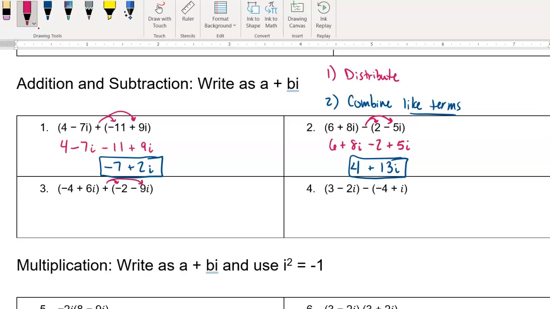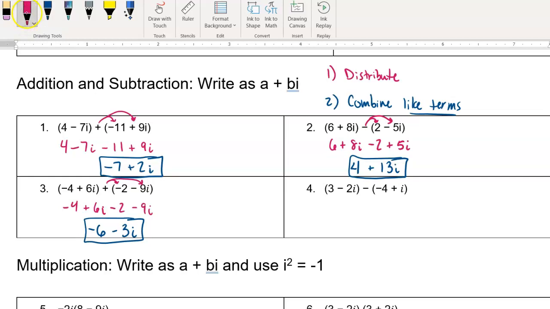So first we distribute the positive through. So this will stay negative 4 plus 6i. And this will be a minus 2. Positive times a negative is a negative, so it'll be minus 9i. Then we combine like terms. Negative 4 and negative 2 would be negative 6. By the way, we are not solving an equation where we're crossing an equal sign. So don't add 2 to the negative 4. They're on the same side. So we combine like terms. Ignore the 6i. So negative 4 minus 2 would be negative 6. 6i minus 9i would be negative 3i. So that'd be your answer for number 3.